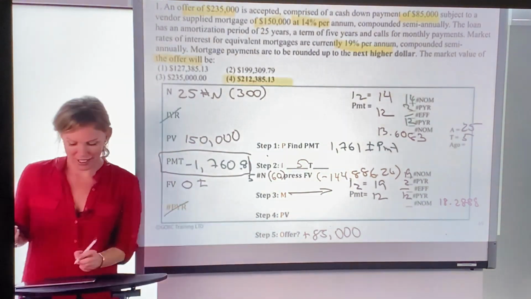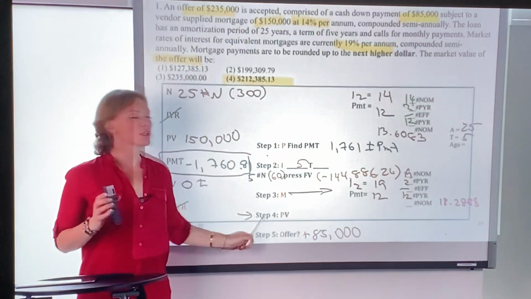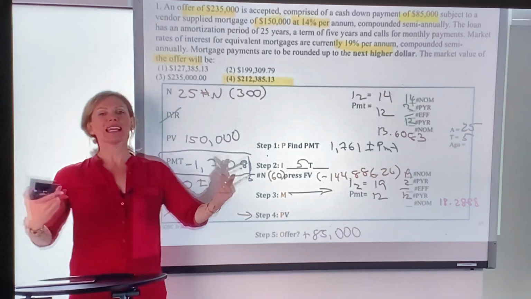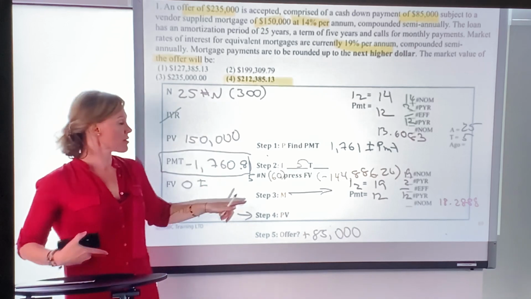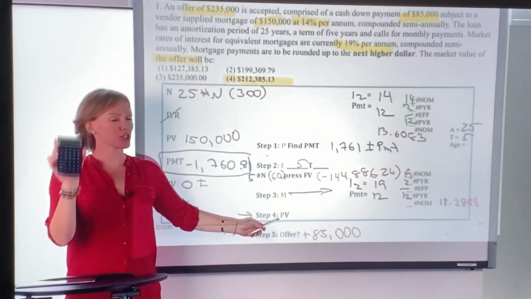Step number 4 is one of the best steps ever, because this is what we're looking for. And what are we looking for? To see how much the seller is going to pocket at this point. How much is this 150 worth right now at that lower rate? So you're going to press the present value. You're just going to press the button.